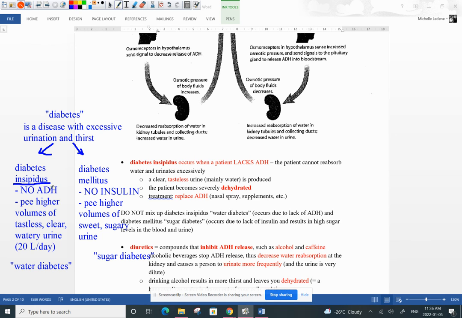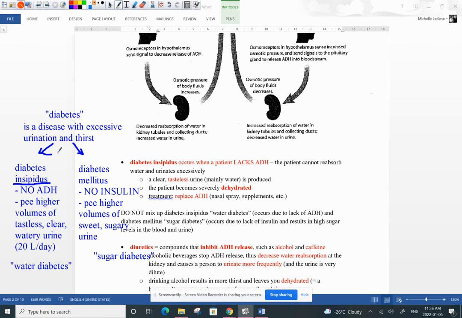Because there's no ADH. The problem with this type of diabetes is, yes, you have excessive urination and you're very thirsty and you're peeing huge volumes of this tasteless, clear water urine, like 20 liters a day. 2 liters is normal. It's like 10 times the amount of this really watery urine, because you do not have ADH being produced by the pituitary.